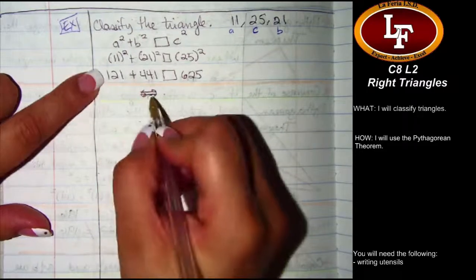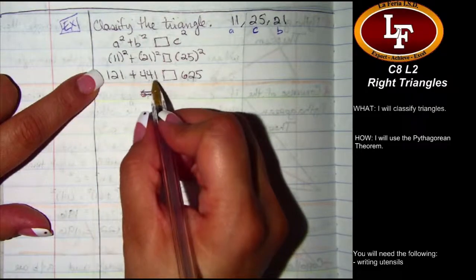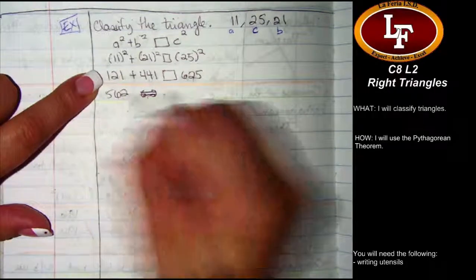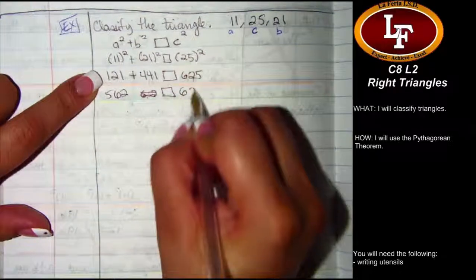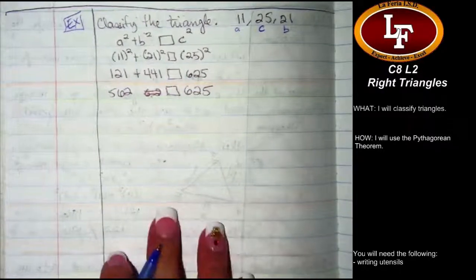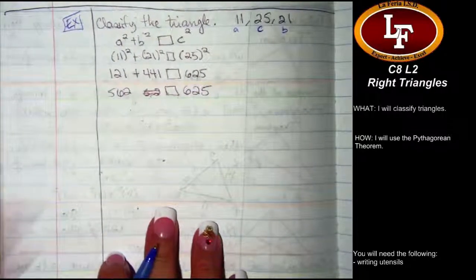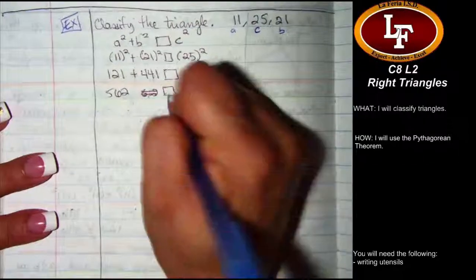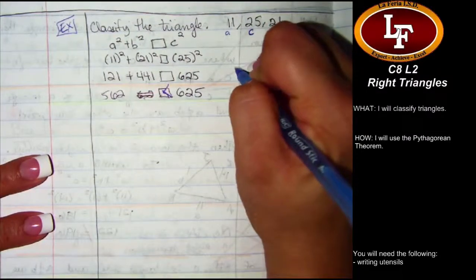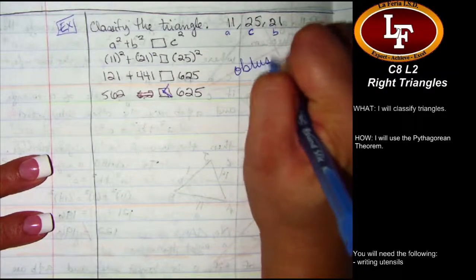653? 221 and 441. 562. Okay, that's what I was starting to write. All right, so compare 562 with 625. Less than, greater than, or equal to? Less than. It's less than. So what kind of triangle do we have? Obtuse. Obtuse again.